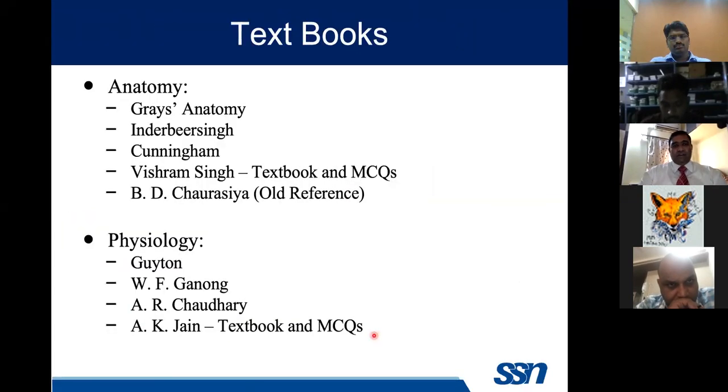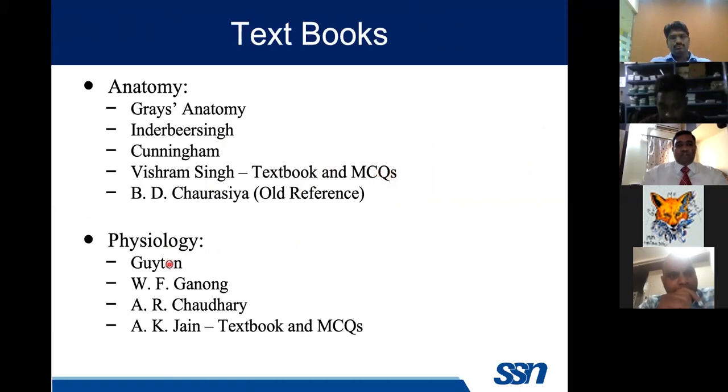And these are the major textbooks. So for anatomy, this Gray's Anatomy is like a Bible of anatomy. Then Inderbir Singh, he has many textbooks. Cunningham. Then the books which are right now used by medical students are from Dr. Vishram Singh. So he has many textbooks as well as MCQs also.